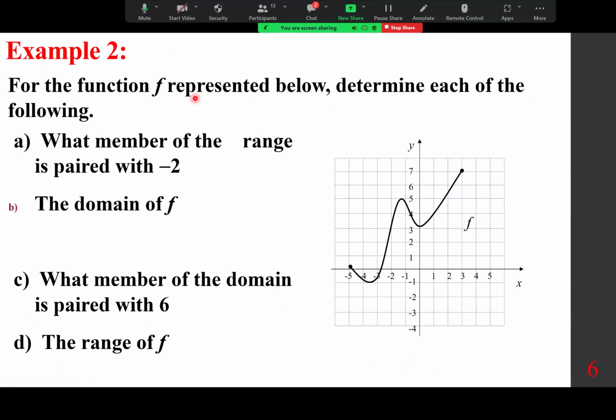Example 2, for the function f represented below, determine each of the following. Part A, what member of the range is paired with negative 2? So you look at negative 2, you look at the point, and this point, as you can see, has coordinates negative 2, 3. This is the pair, so you could answer it in this format. If you just said 3, it's just correct. They may just want you to write the y coordinate. I wanted to emphasize the location.